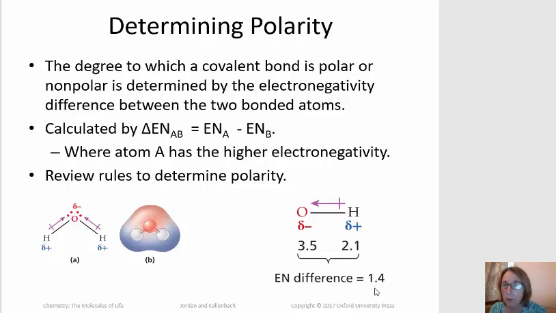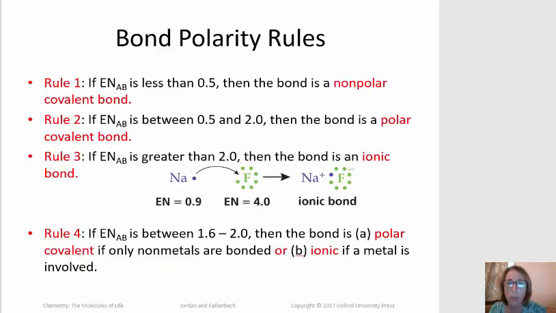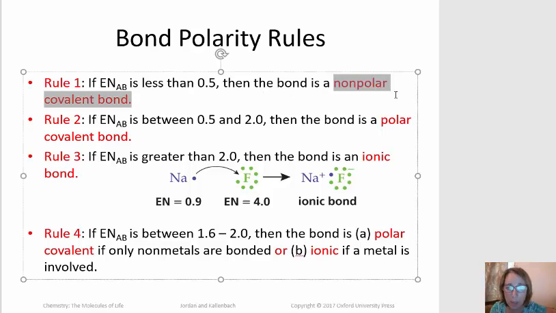So how would we know that this difference of 1.4 means the bond is polar? Well, we're going to use these rules that are found in your textbook. If the difference in electronegativity is less than 0.5, then that is a non-polar covalent bond. If the difference in electronegativity is 0.5 and up to 2, then the bond is polar covalent, and the atom with the higher electronegativity has the partial negative, and the atom with the lower electronegativity has the partial positive. If the difference in electronegativity is 2 or greater, then the bond is considered to be ionic.